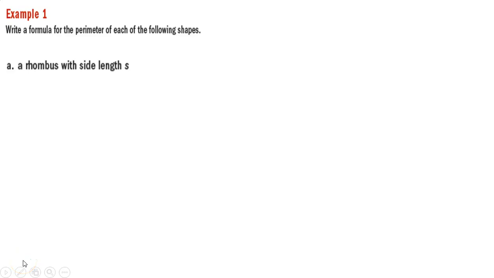All right, folks, we're going to go over a couple of examples from section 8.1, which is perimeter. Here's our first example where we have to write the formula for the perimeter of each of the following shapes. Our first one here is a rhombus with a side length of S.